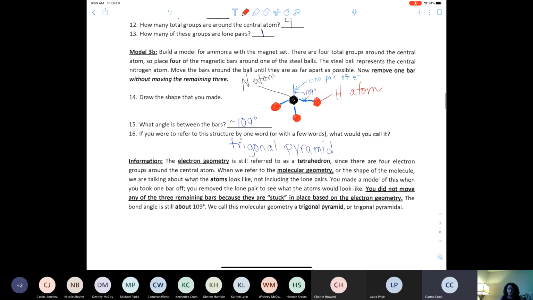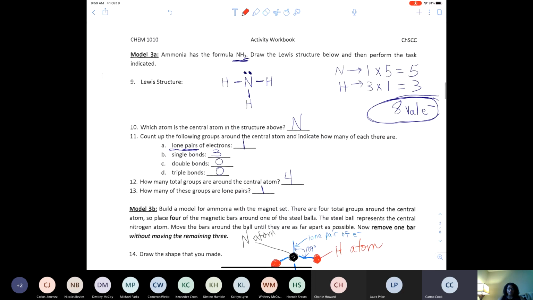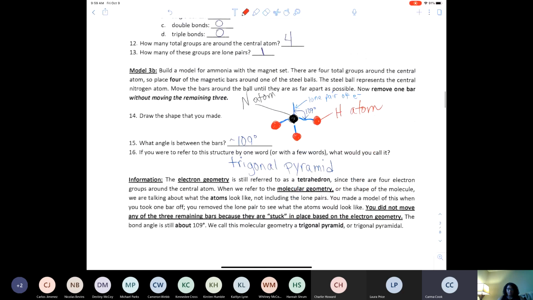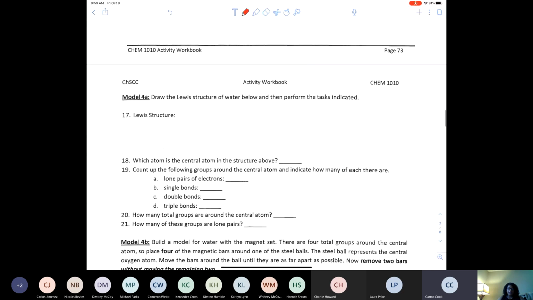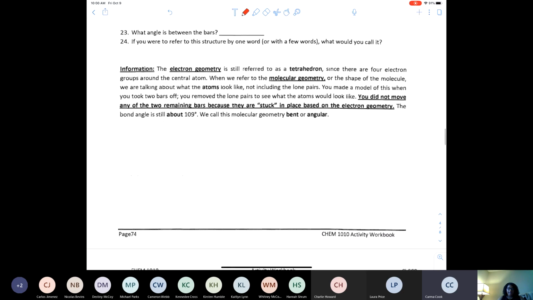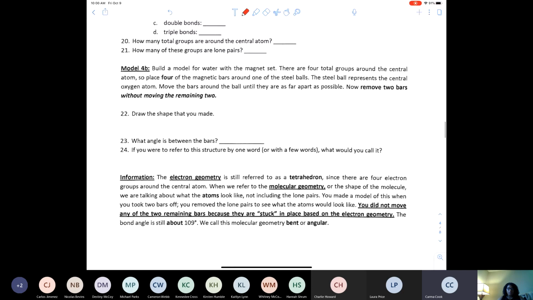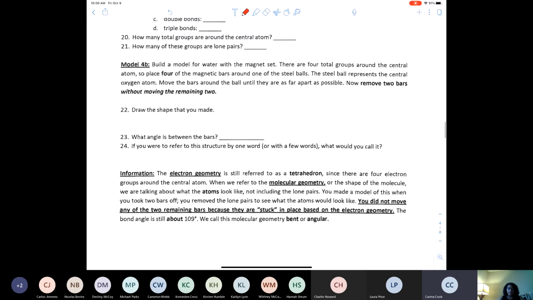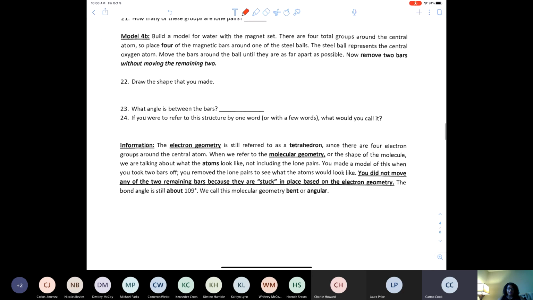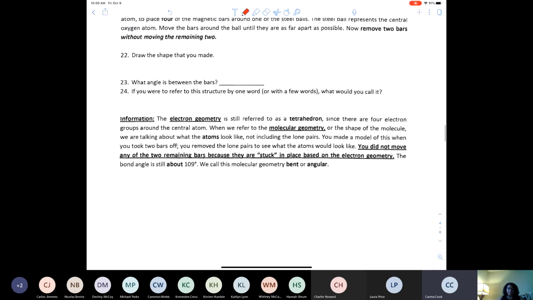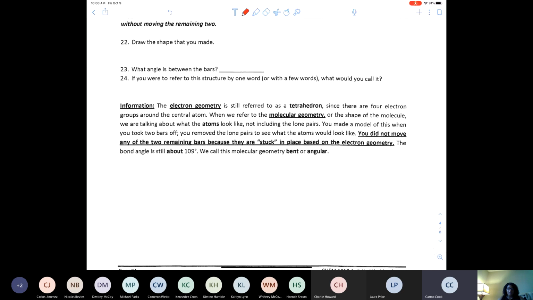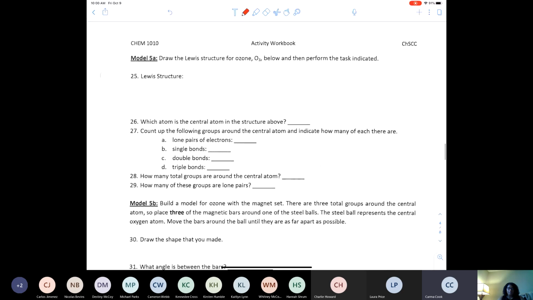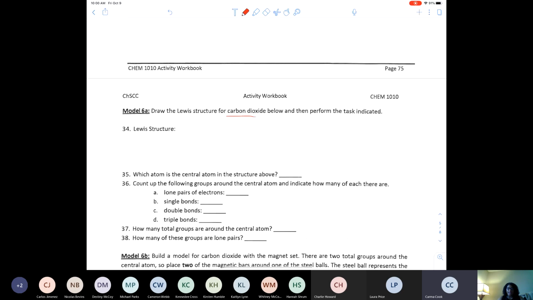So now that we've answered all the questions for models 3A and 3B for ammonia, the next molecule is water for model 4. And then you'll have model 4B, in which you'll use your model picture for water, and you'll sketch your own model and use the table at the end of the document to answer the bond angle and shape questions. You'll do the same for model 5 involving ozone and model 6 for carbon dioxide, CO2.